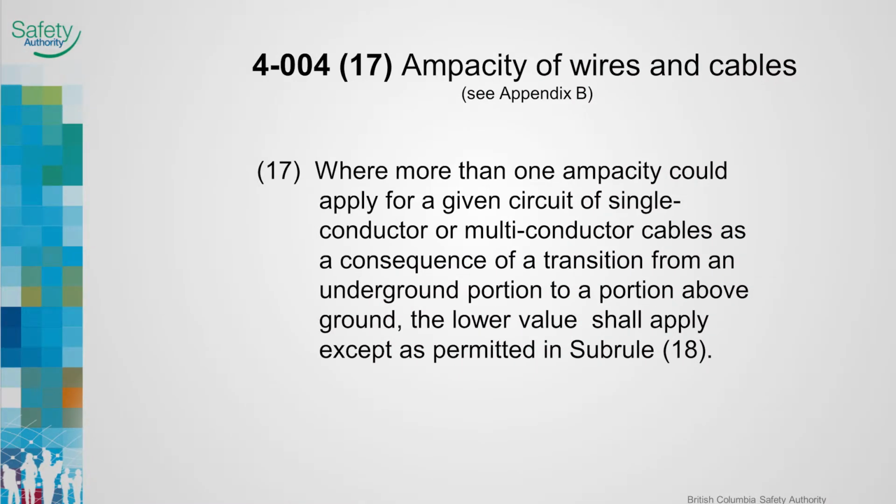Rule 4-004, Subrule 17, is for situations when a circuit is run underground and then emerges for termination above ground or in free air. The allowable ampacity of the circuit conductors changes as the environment around the circuit conductors changes. The transition occurs at the point where the circuit emerges from the ground. When 2 ampacities apply to the same circuit, the lower ampacity must be used to protect the conductors from overheating, except as permitted in Subrule 18.